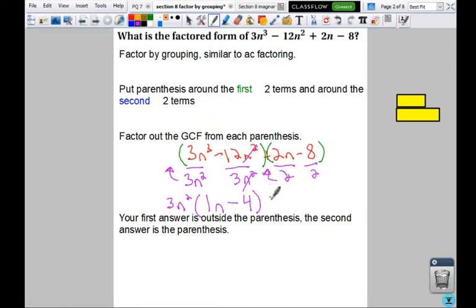So I'm factoring out a 2 for my second parenthesis. 2n over 2, 2 over 2 is 1. I still got that in. I haven't done anything with it. Minus 8 over 2 is 4.